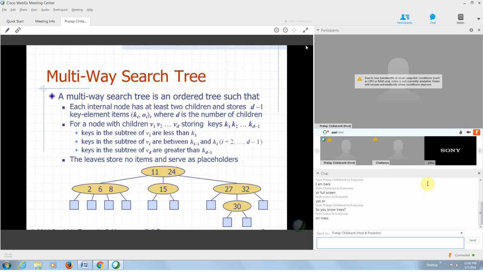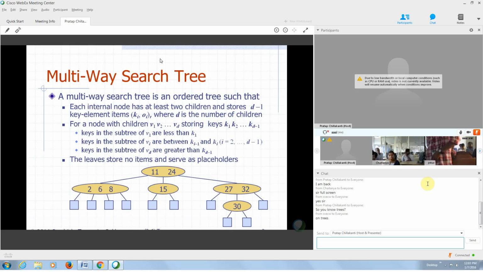Multiway search tree. What is that? It's an ordered tree. Now, do you know what an ordered tree means? Who wants to tell me what an ordered tree is? What is an ordered tree? In general, when you say a tree, when a tree is ordered, what do we mean by that? Faculty members are welcome to comment too. What is an ordered tree?